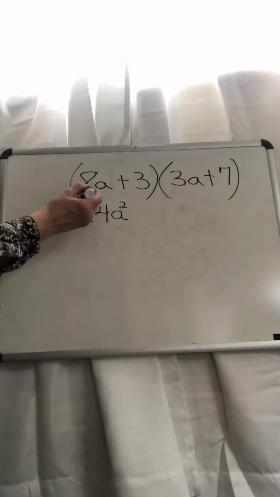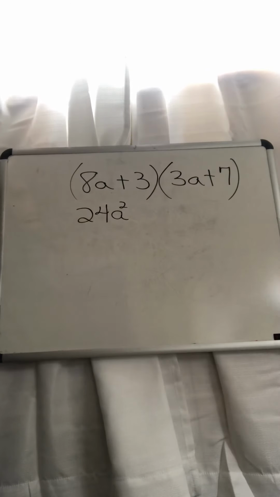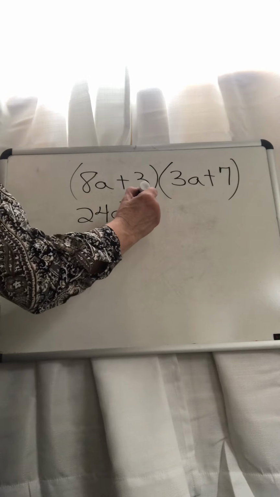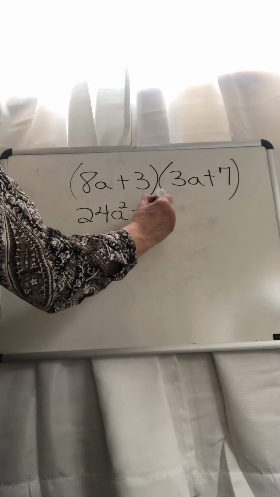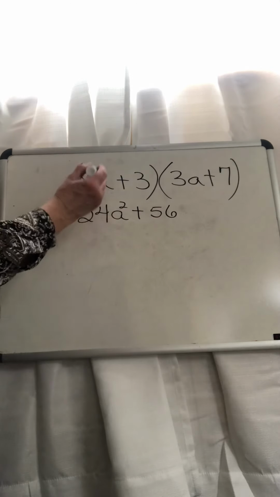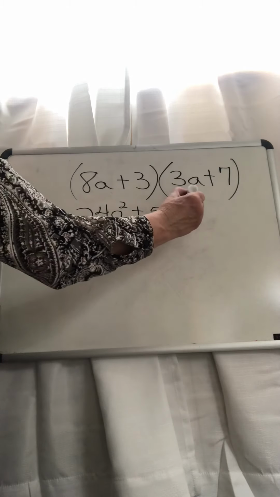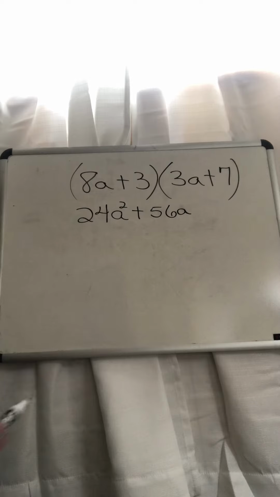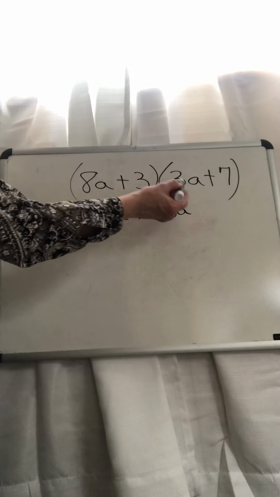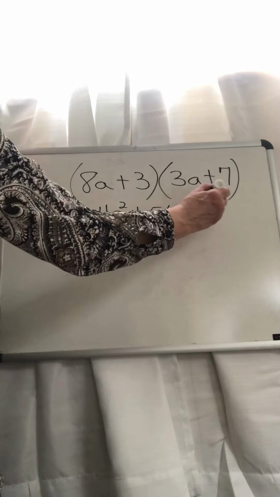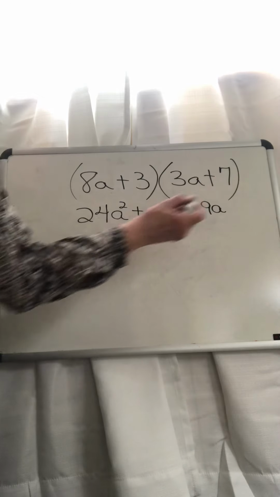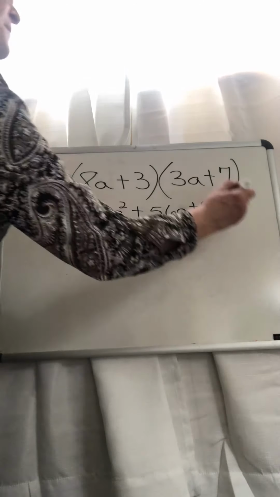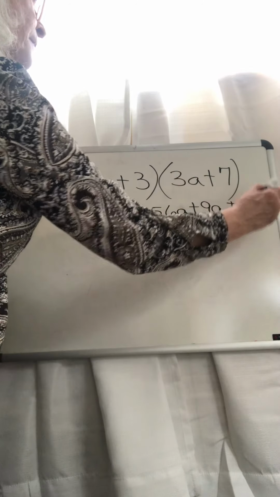Then the first term times this last term. 8 times 7 is 56. So that's a positive 56. And the a just kind of follows along since there's no a there. Okay, now we're going to multiply the 3 times the 3, which is a 9. And then the a just follows along. Then the 3 times the 7, which is 21.